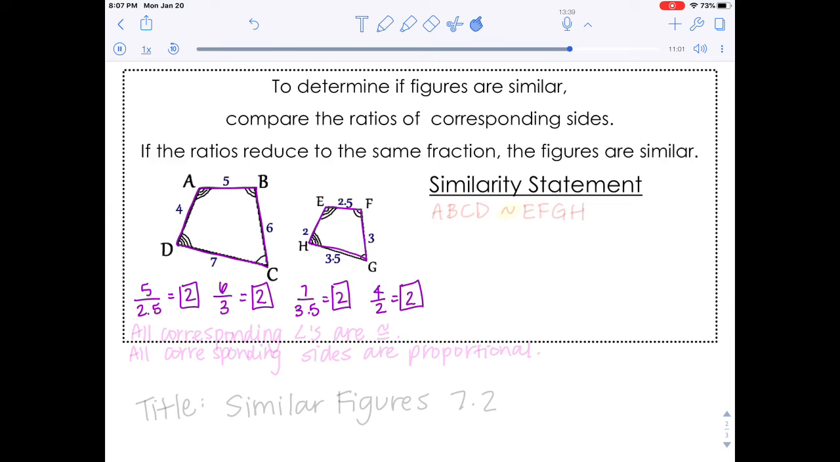And since these figures are similar, that means that all of the corresponding angles are congruent. So they're exactly the same. But the sides, they're not congruent. They're just what we call proportional because they all have the same ratio. For this example, they all have the same ratio of 2 to 1. So we can say all corresponding sides are proportional because they all have that same scale factor.